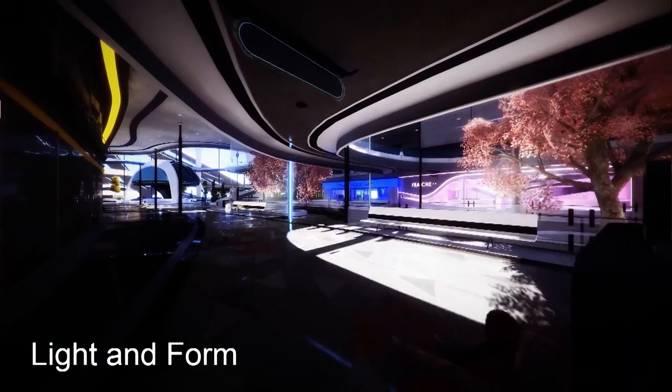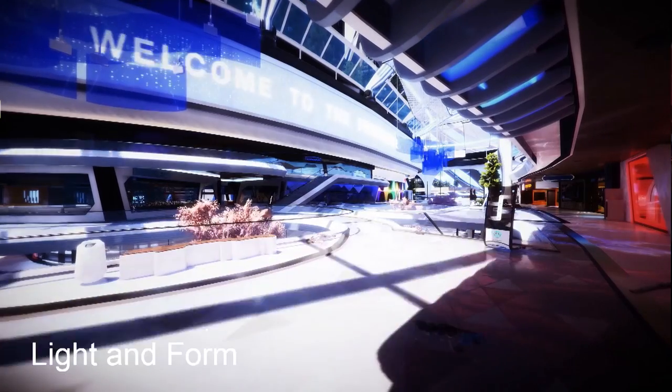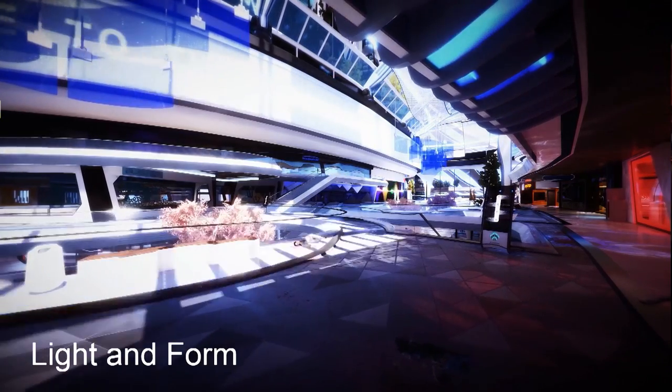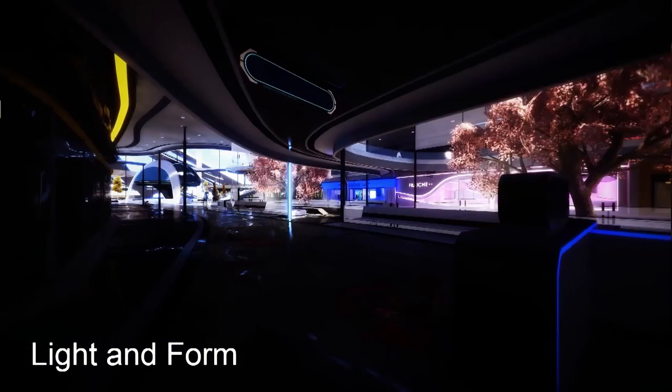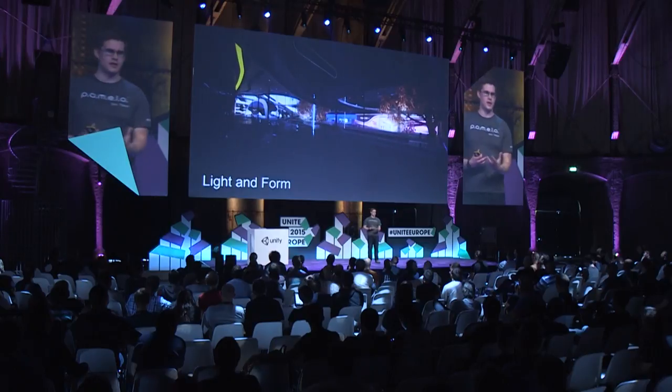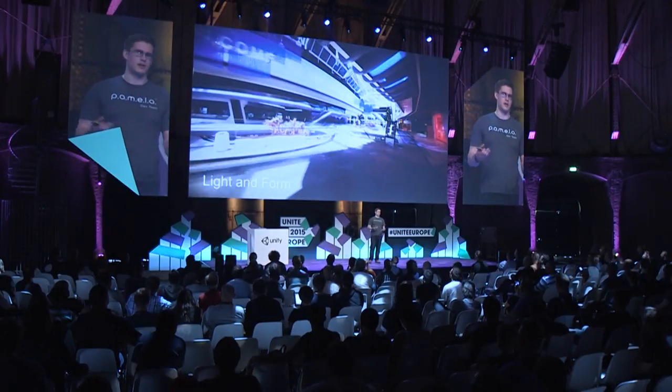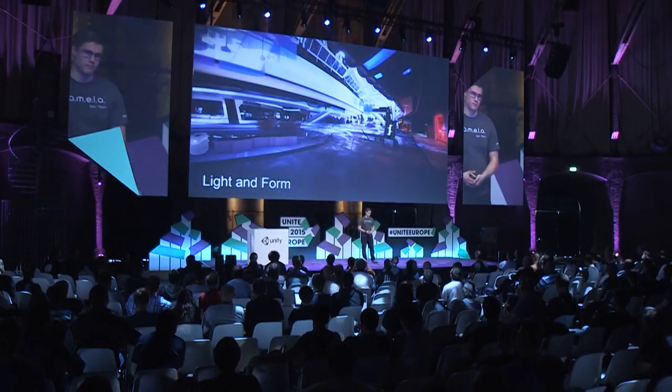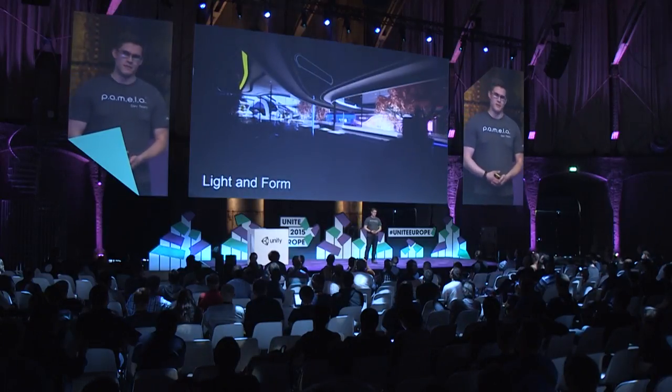And the fact that Enlighten is now allowing us to do dynamic GI means we're not having hours and hours of iteration cycles just trying to see how our scene reacts with some extra windows you might have added into it. You can really feel the light. You can see in this example here, you feel the sunlight coming into the scene and lighting it up in a way that's really awesome, and it would be very difficult to fake without this kind of technology.